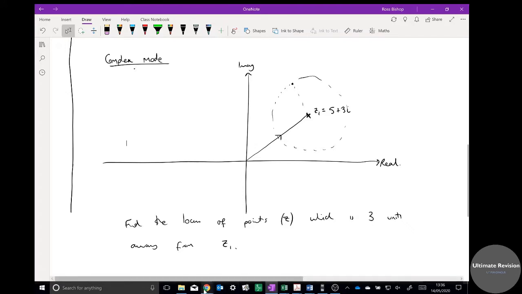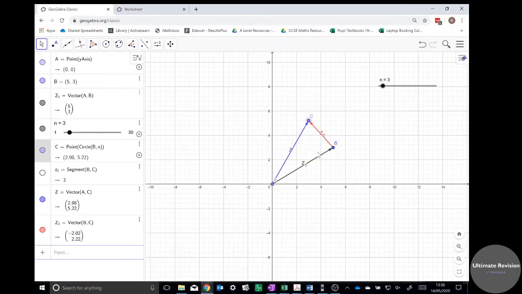Now, if at this stage I go into GeoGebra, which is quite good, I've got the point there, B at (5, 3). Z2 here, that length I've defined as 3. If we put a trace on this, all I'm going to do is draw this round, fixing it at 3 units, and you'll see it draws a nice circle.